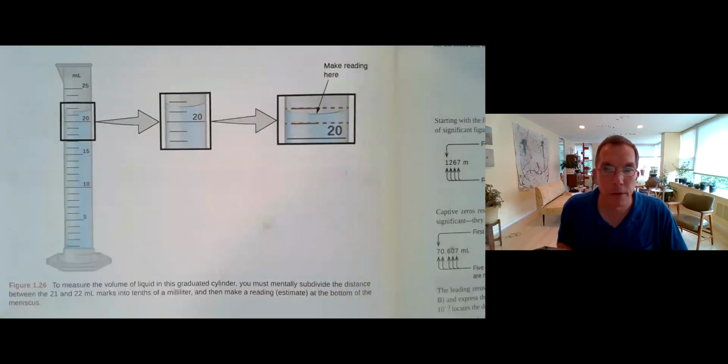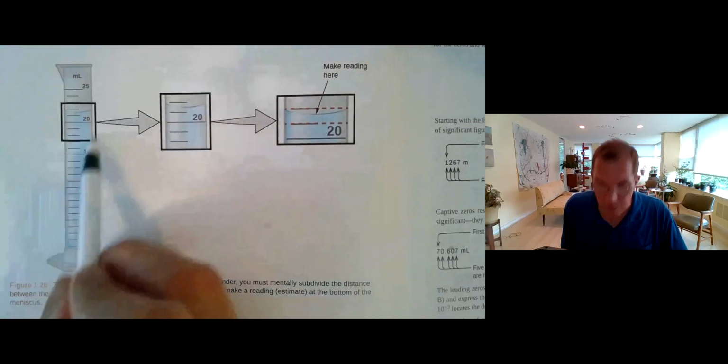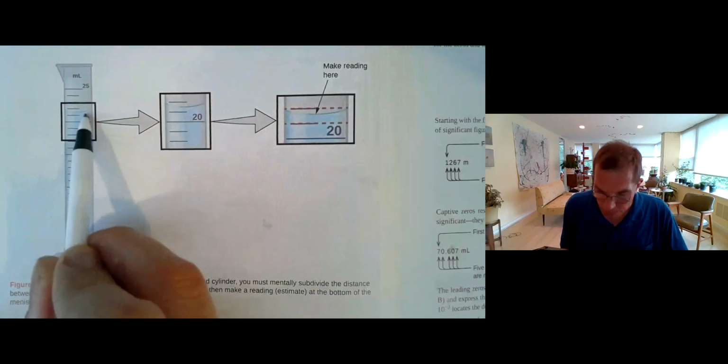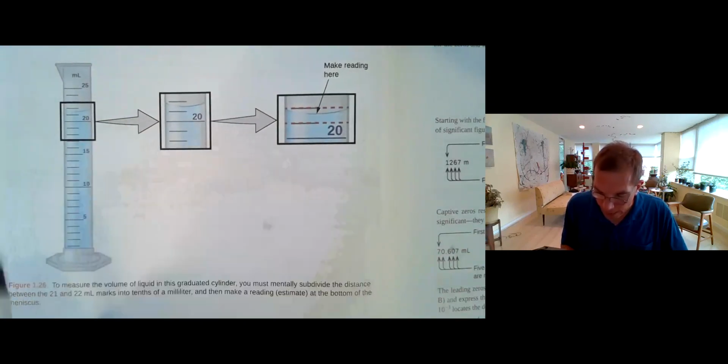So here we've got a picture of a graduated cylinder, and notice what they're doing. They've got the box, and the box is saying we're going to blow up that box. We're going to focus just on that area.